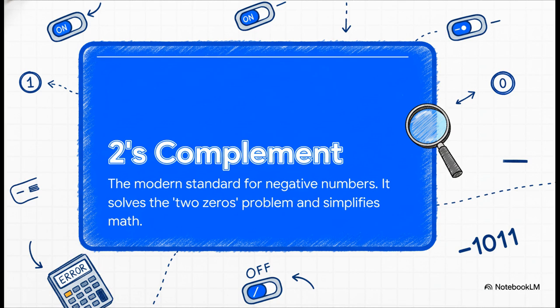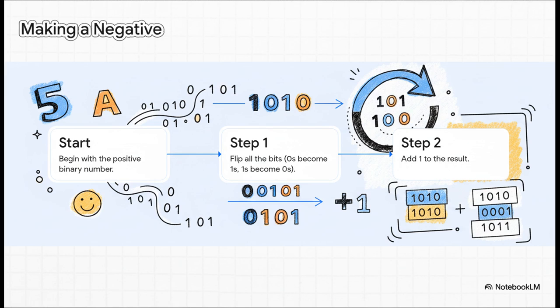This is the elegant standard that every single modern computer uses. It completely solved that two zeros problem, and as a really nice bonus, it made the computer's internal math way, way simpler. And the process itself is just beautifully simple. You start with your positive binary number. Step 1, you flip every single bit. All the zeros become ones, and all the ones become zeros. Step 2, you just add 1 to that result. That's it. You now have the perfect negative representation of that number, and it's ready for any calculation the computer needs to do.